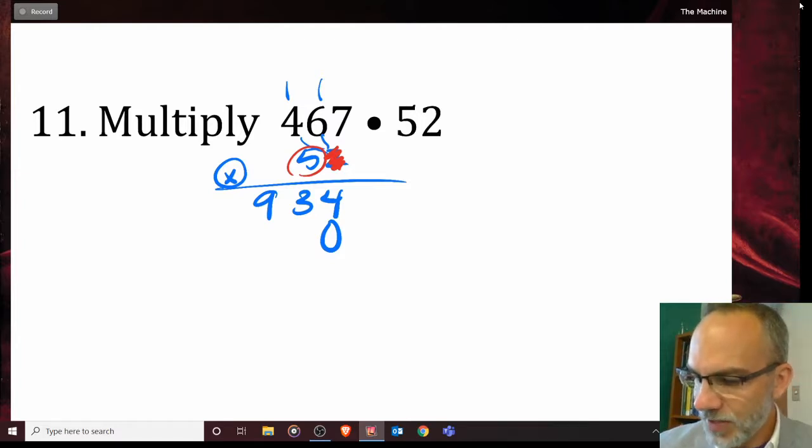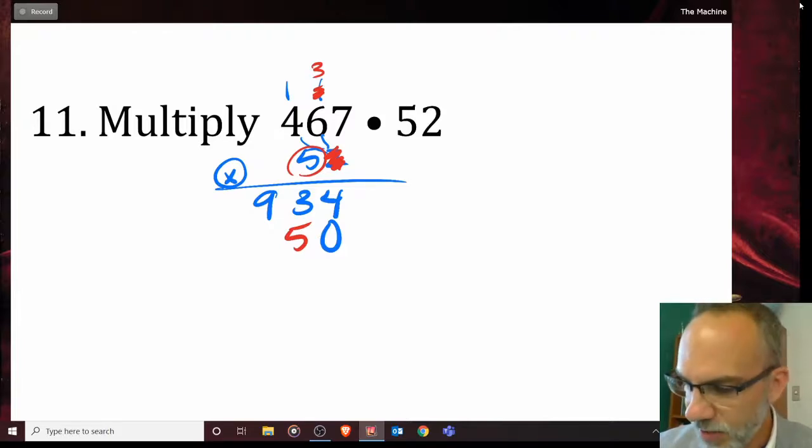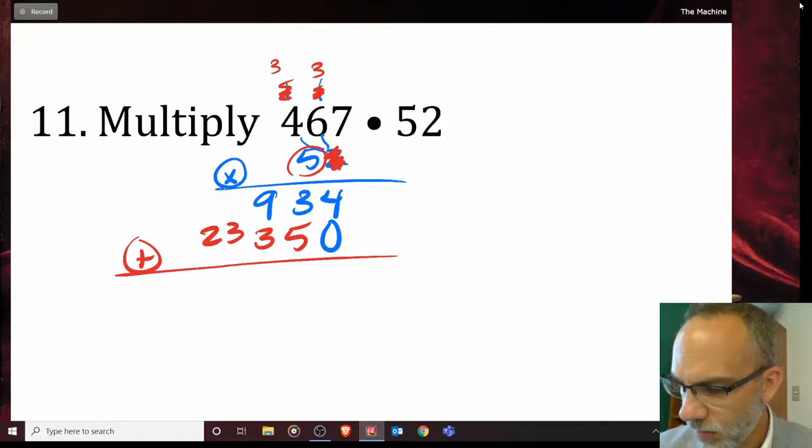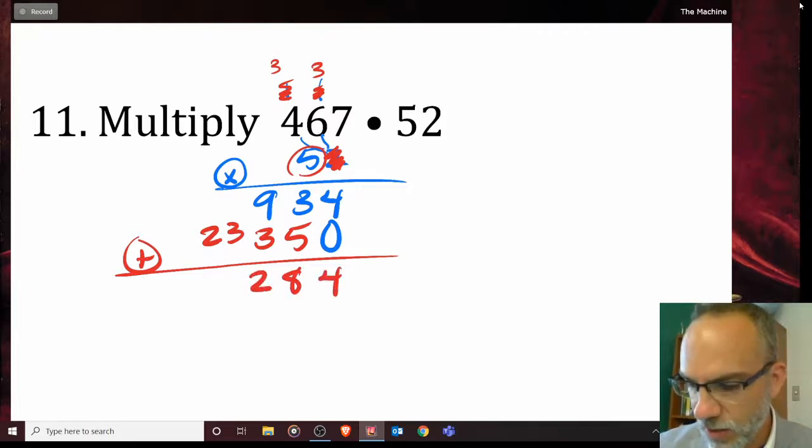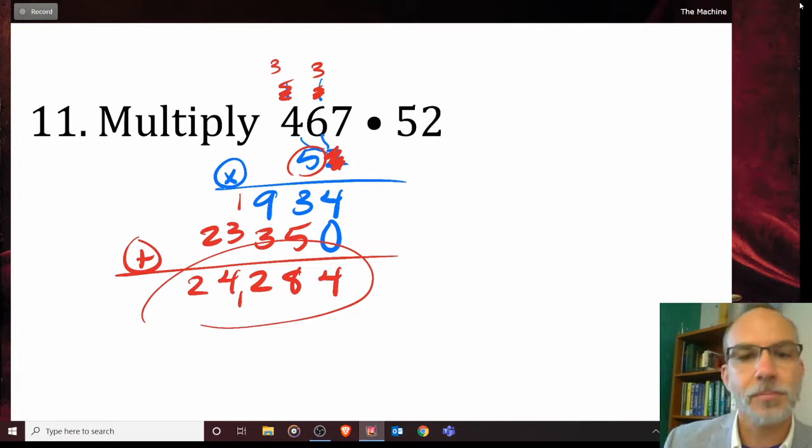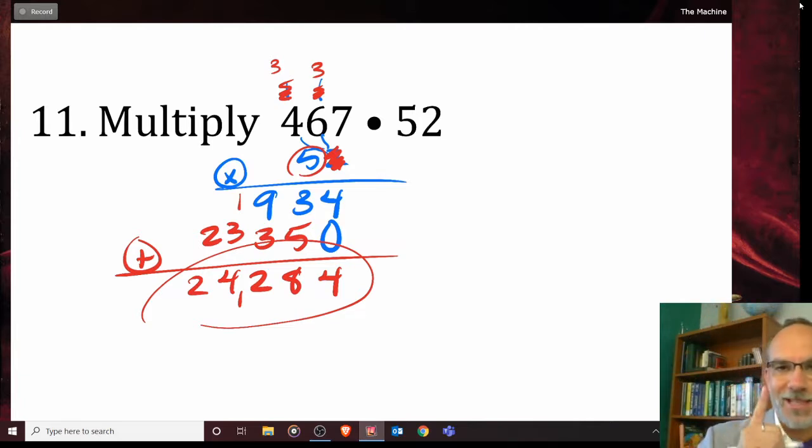So now 5 times 7 is 35. Done with that, write a 5. 5 times 6 is 30, plus the 3 is 33. Scribble that one out, carry another 3. 5 times 4 is 20, plus a 3, 23. And so now I'm going to add them all up. I get a 4, an 8, a 12, carry the 1, that's a 4, and that's a 2. Let's put a comma there. There we go. Okay, did you get it? Good. When we multiply polynomials, we'll use the exact same structure.